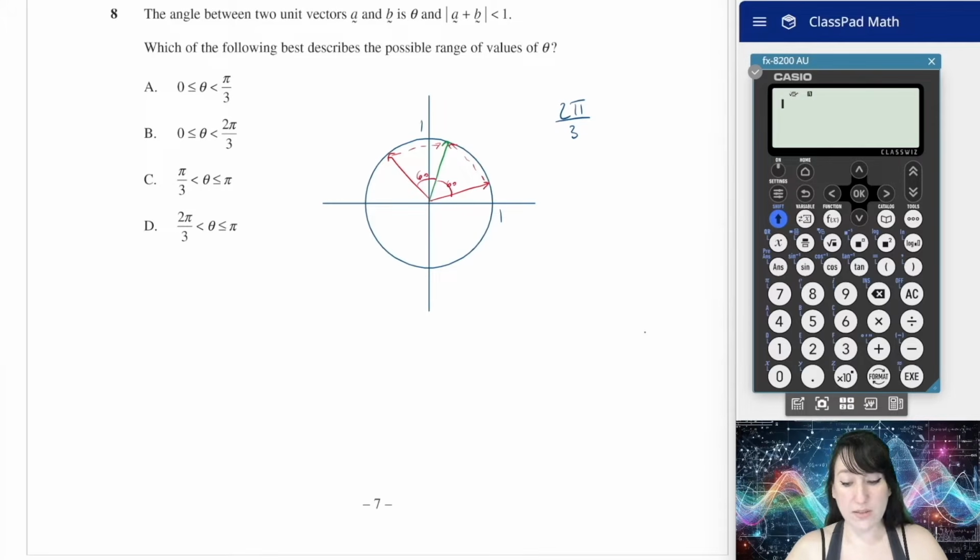Now, the sum needs to be less than 1, so anything larger than 2 pi over 3 would be sufficient. What's the biggest angle that can be between the two vectors? Well, that will be 180, or pi. At that point, the two vectors would be in a straight line, and their sum would equal 0, which is less than 1, and we can include that angle pi. So that means the answer is D.